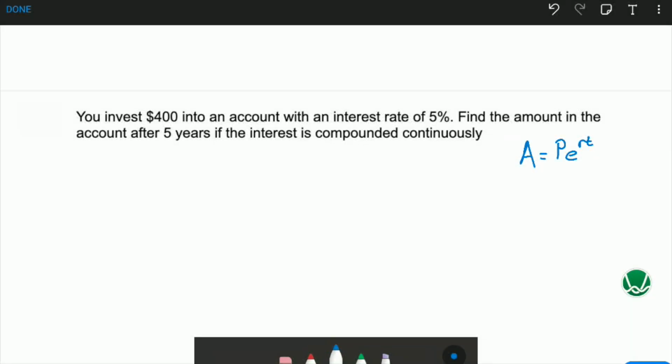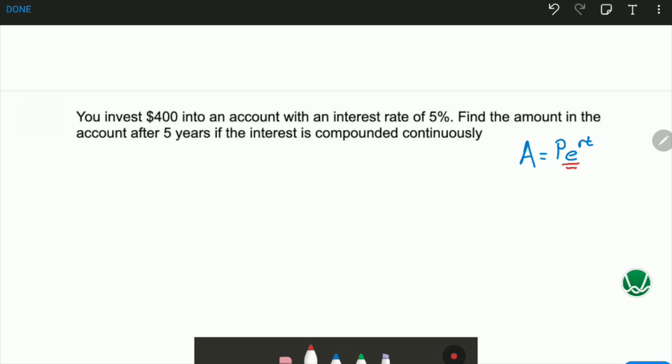So in this example, we're investing a $400 investment into an account that has an interest rate of 5%. Find the amount in the account after 5 years if the interest is compounded continuously. So if it's continuously compounded, this is the formula that we use. It's slightly different from the normal compounded interest formula. The main difference is this base.